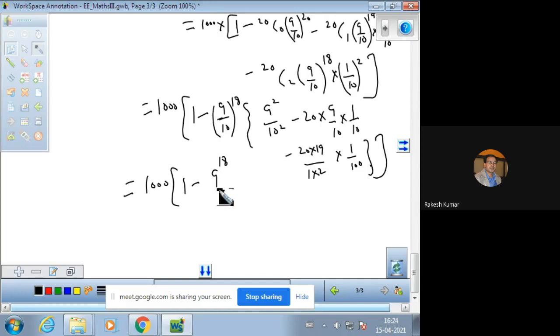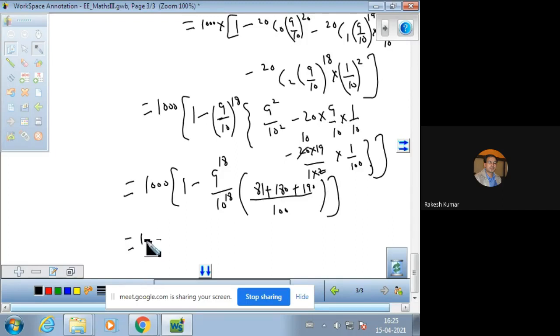So 9 raised to power 18, 10 raised to power 18, and inside we can have 10 raised to power 2 is 100. 10 into 10 is 100. This is also 100. So 100 is the LCM here. 9 raised to power 2 is 81. And 20 into 9 is 180. So this should be 180. And similarly, the value will be, that is 2 tens are 20. So 10 into 19 is 190.